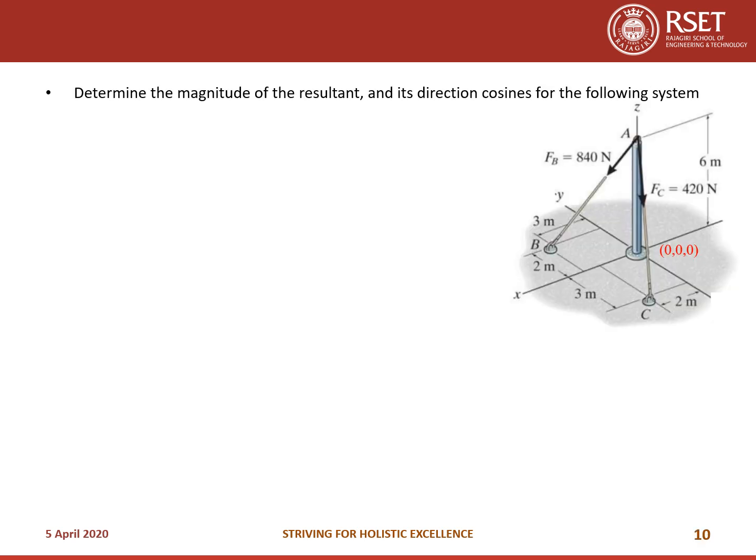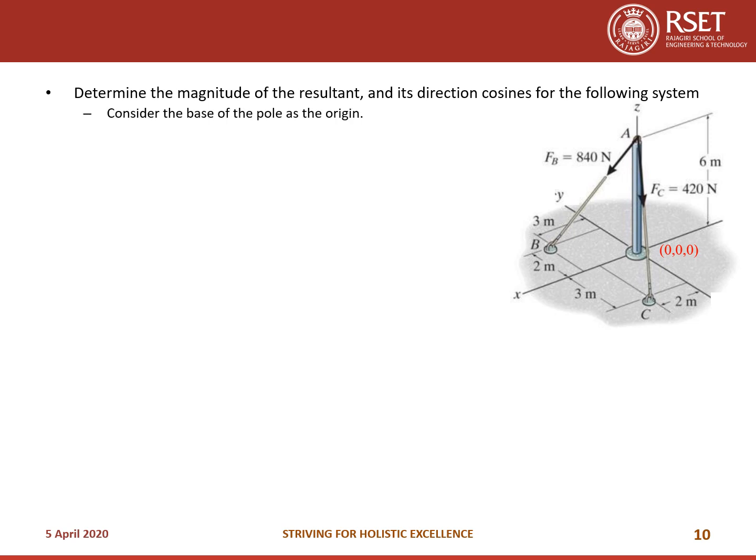Let's take another problem: to determine the magnitude of the resultant and its direction cosines for the following system. So here you can see there is a pole with the base taken as the origin 0, 0, 0, and the other end is A along the Z direction. The height of the pole is 6 meters. So 6 meters is along the Z direction. So the coordinates of A will be 0, 0, 6.